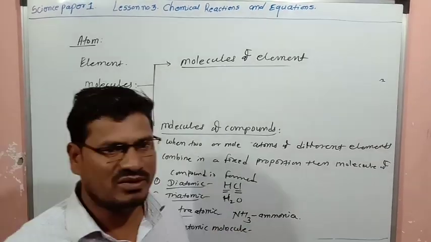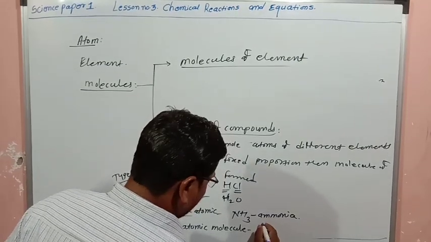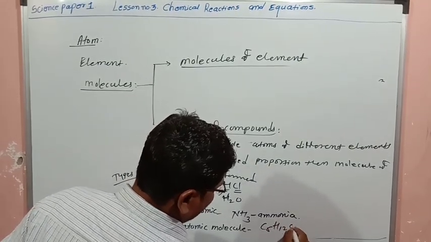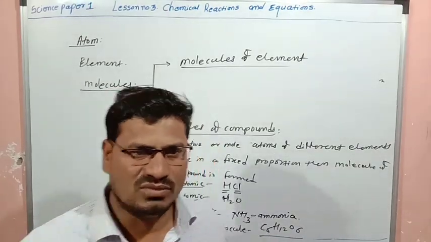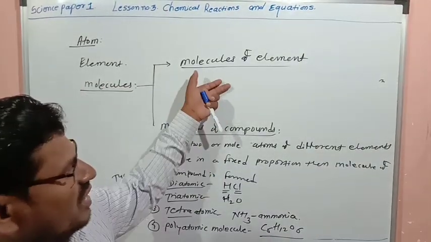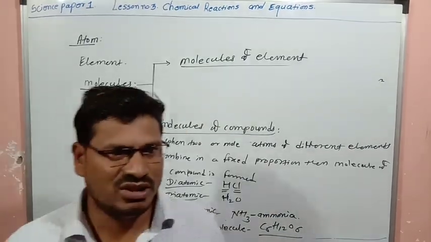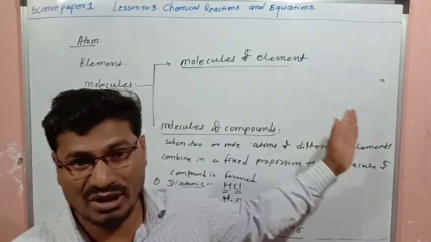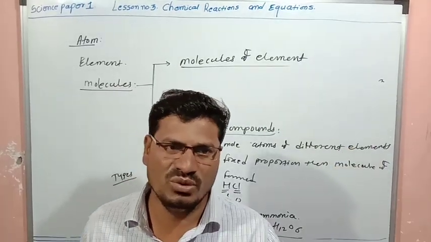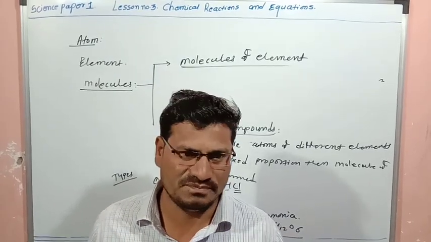Polyatomic molecules of a compound. For that you can take the example of the sugar molecule, a carbohydrate, C6H12O6. These are the molecules of a compound. So I think you have understood the molecule of an element and the molecule of a compound. These are the two terms, and specifically, elements are classified into metals, non-metals and metalloids. We have studied this before.